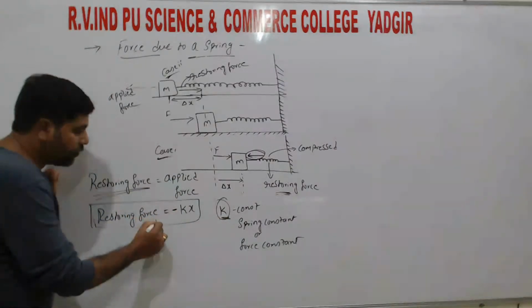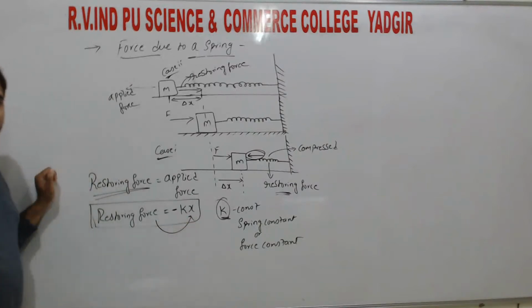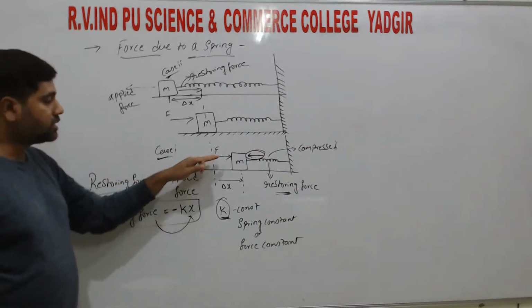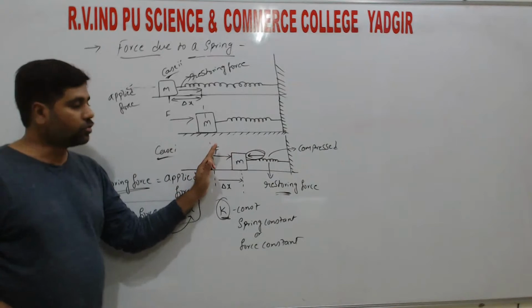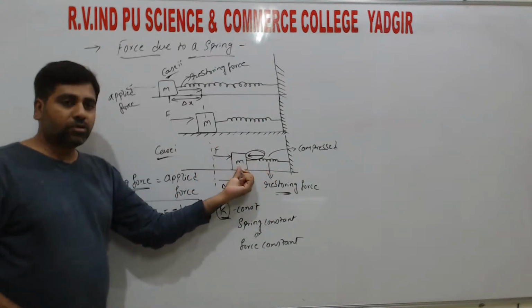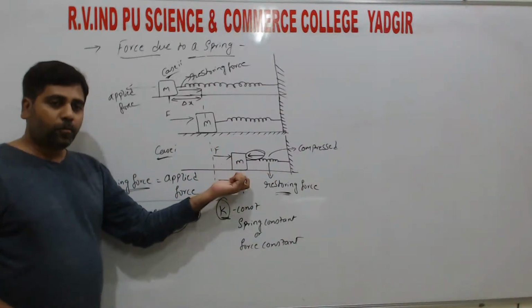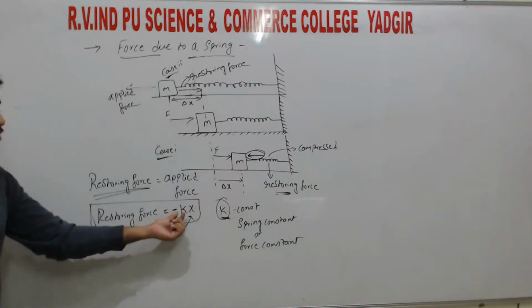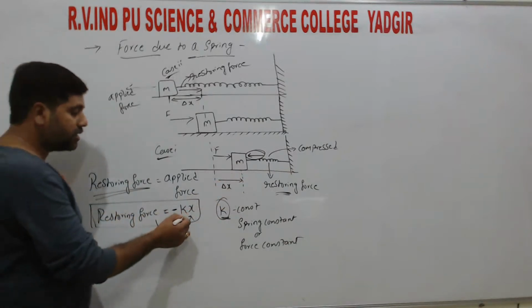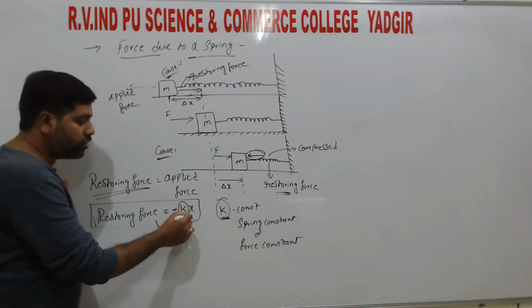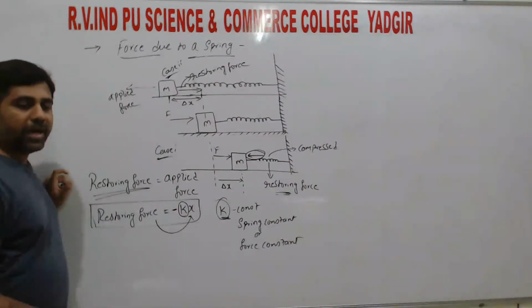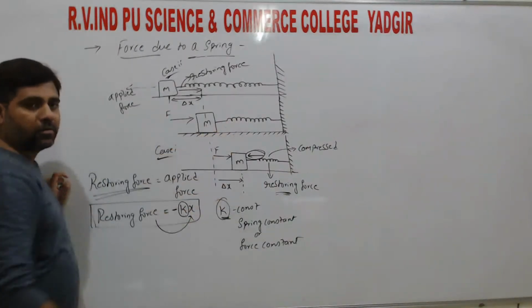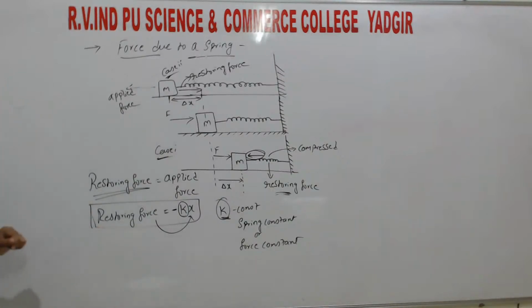So restoring force is directly proportional to the displacement. That means it is directly proportional to the applied force. So the more force we apply, the more restoring force is produced. So that force is equal to minus kx, where k is a constant. So this k value depends on the nature of the material of the spring, right? So this is about the restoring force.